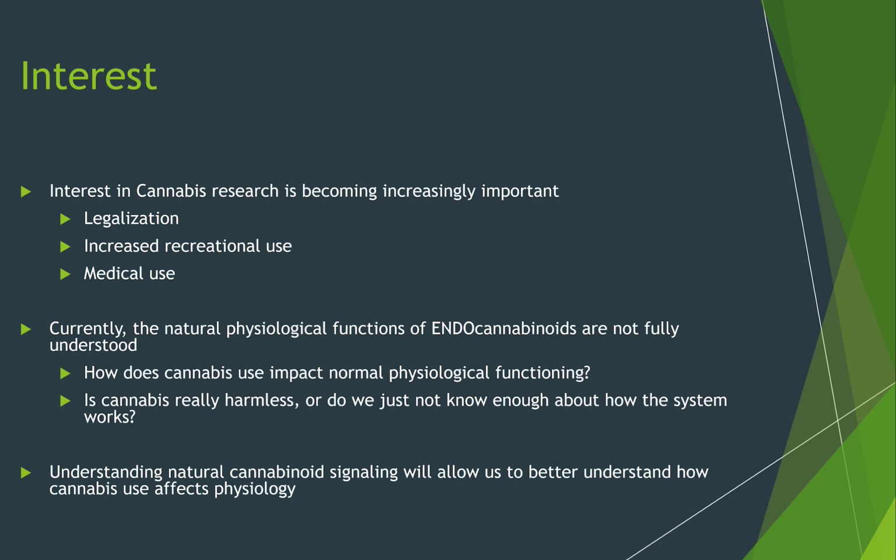So understanding the natural signaling of the endocannabinoid system will help us to more fully realize the physiological implications of its use and to help develop drugs that could be used to treat some of the medical issues that cannabis is currently being used for. So, how does cannabinoid signaling work? Well, it modulates neurotransmitter release in a retrograde fashion. So, to understand how it works, we first need to look at regular neuronal signaling.